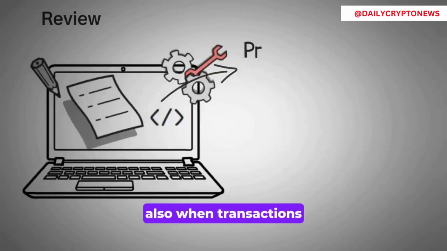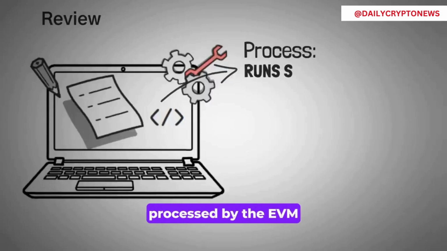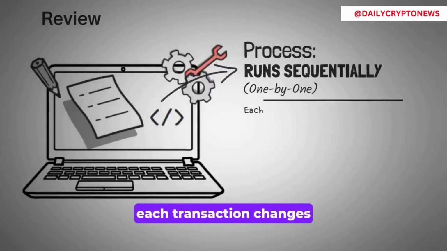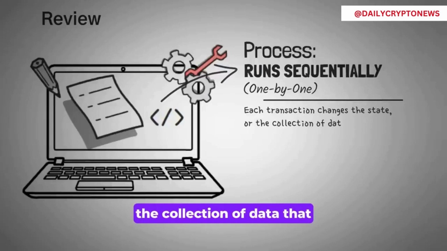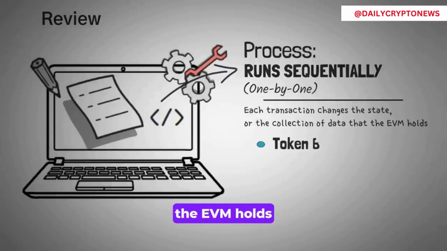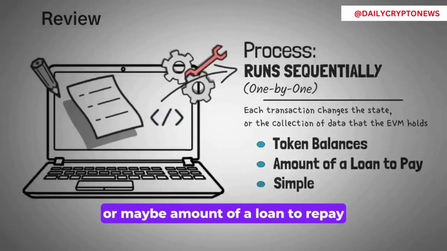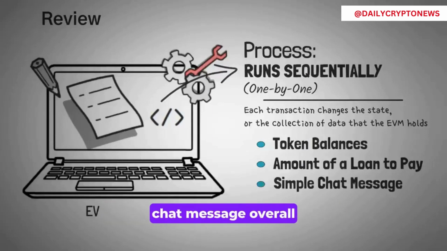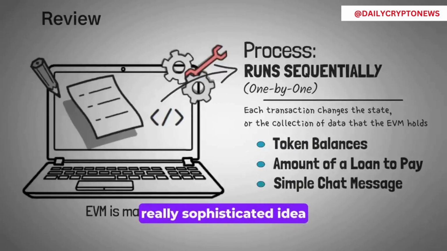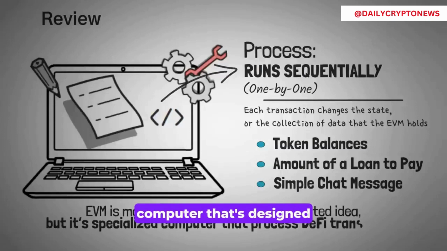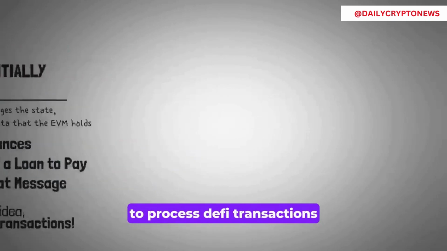Also, when transactions are submitted to be processed by the EVM, they are run sequentially, one by one, and each transaction changes the state, or the collection of data that the EVM holds. This data could be token balances, or maybe amount of a loan to repay, or even a simple chat message. Overall, the EVM is made out to be a really sophisticated idea, but essentially, it's just a specialized computer that's designed to process DeFi transactions.